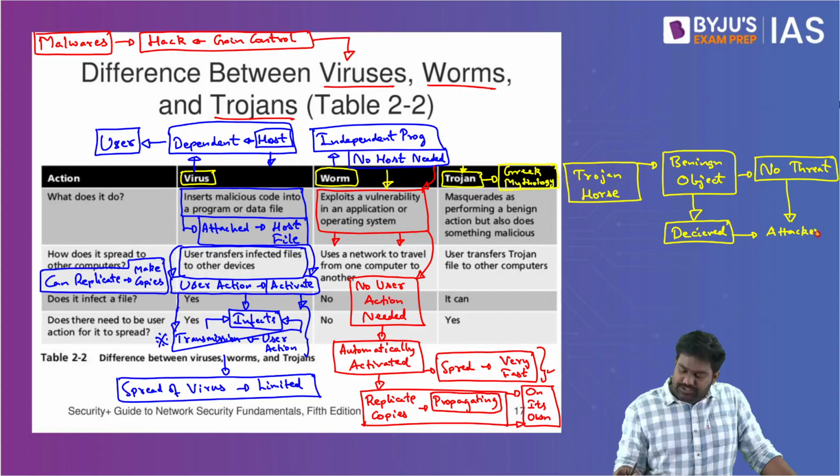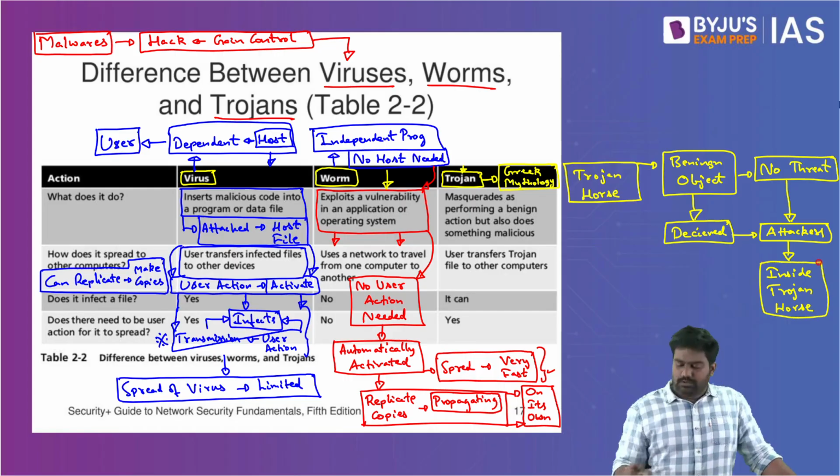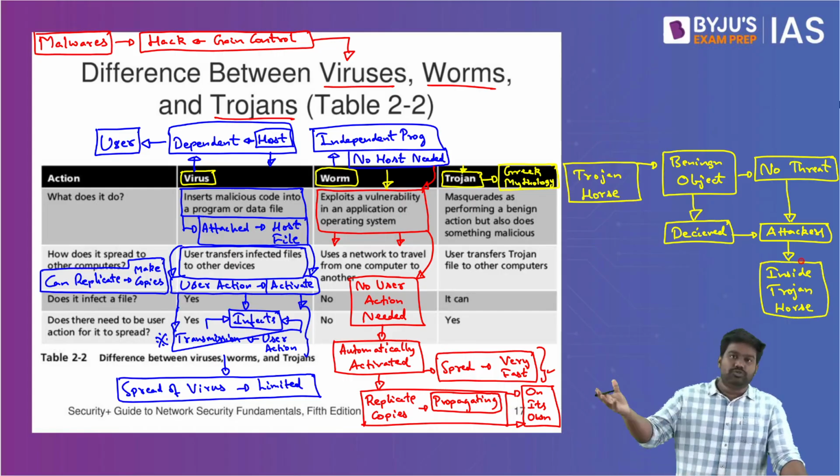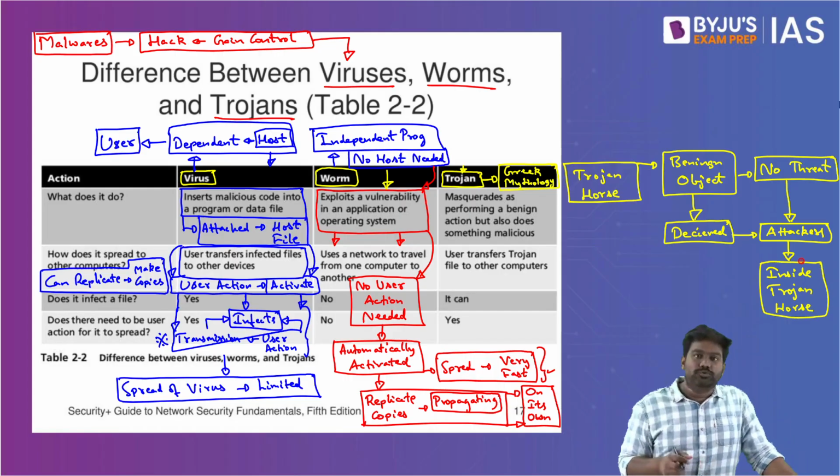Now, the moment they took it inside, that is when the attackers came from the inside of the Trojan. Attackers were hiding inside the Trojan horse. They came out and attacked the city and opened the doors to allow the other Greek troops to decimate the city. Your Trojan malware is very similar.